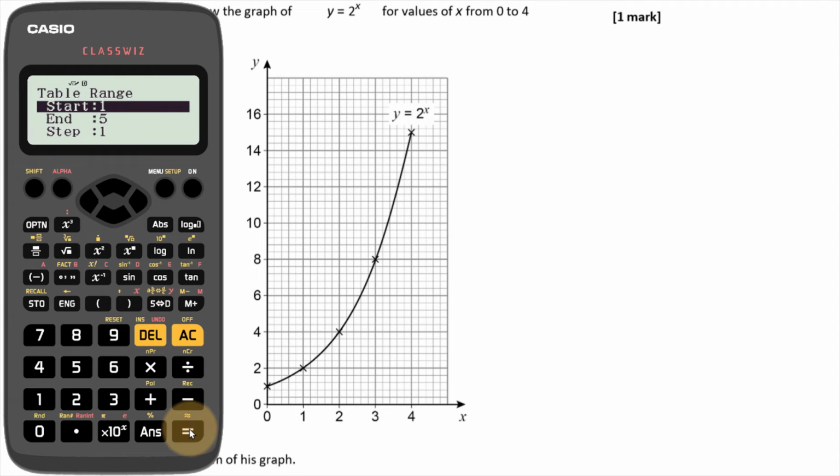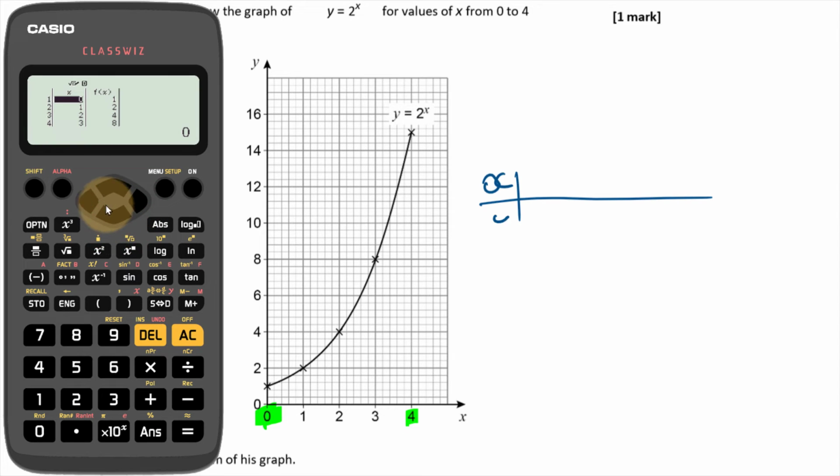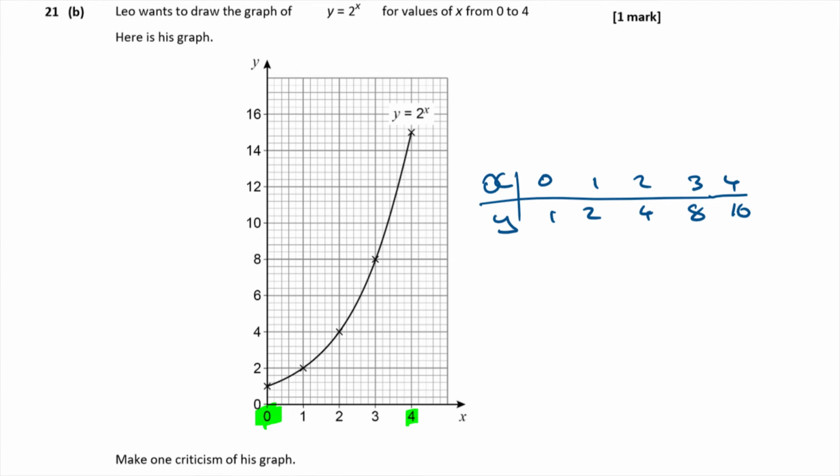My start value, I'm starting here on the x-axis, 0. So I'm going to start at 0, and I want to go up to 4, and I want every number in between, so I want to go up in ones. Now if I then press equals, I get a table of values for my graph. I'm just going to copy those down, so x and y. So I've got 0, 1, 2, 3, 4, and I've got 1, 2, 4, 8. If I scroll down a little bit, 16. Okay, right, so they're the points that I should have on my graph.